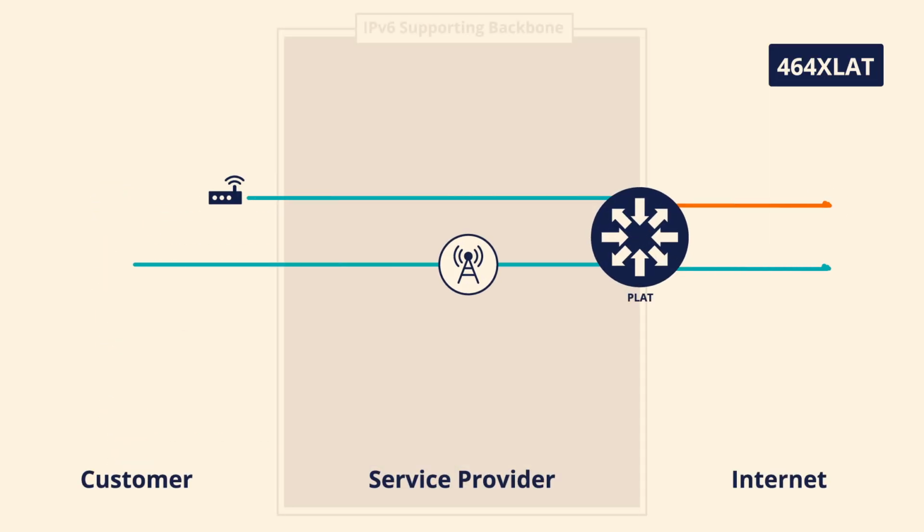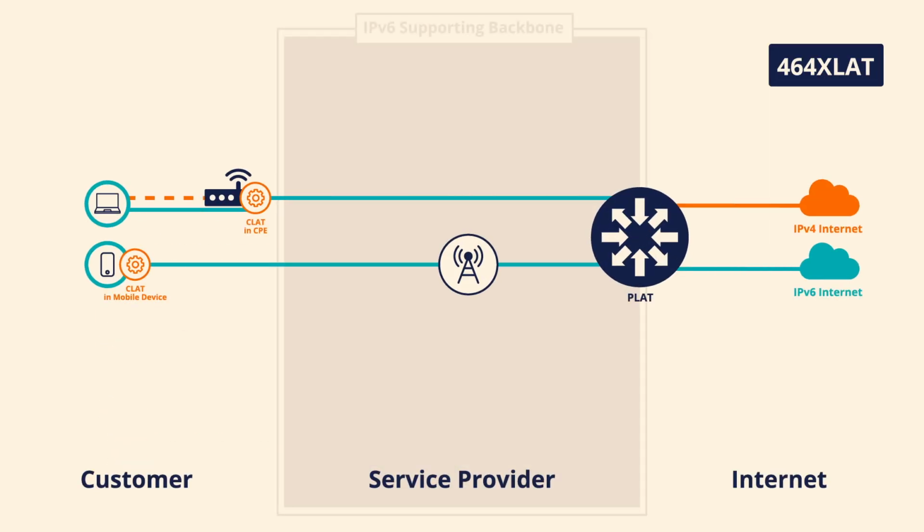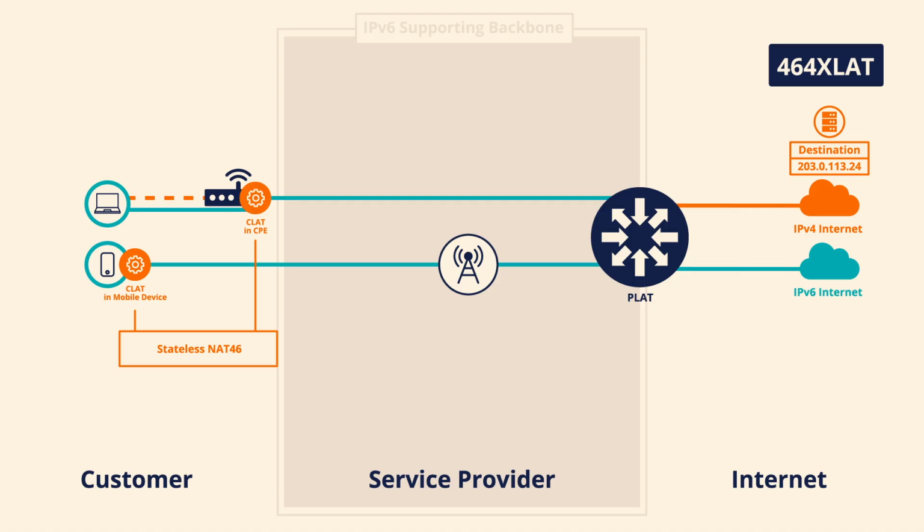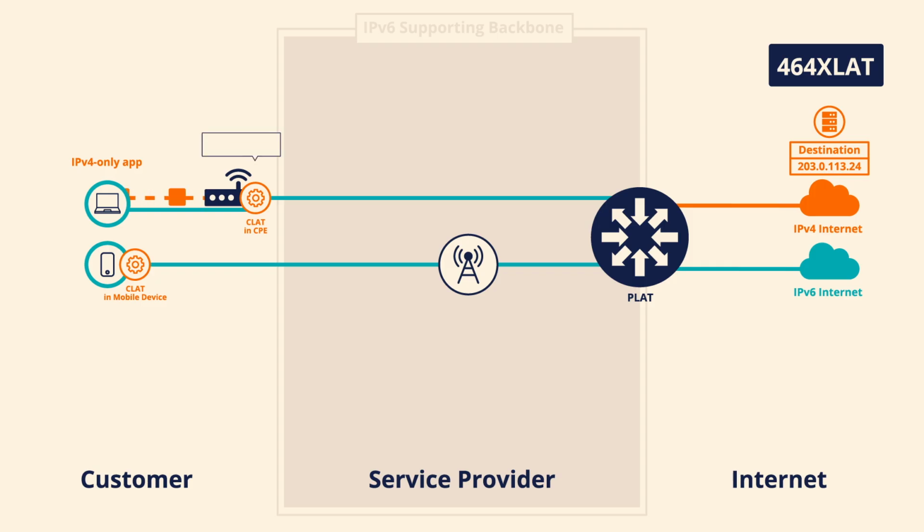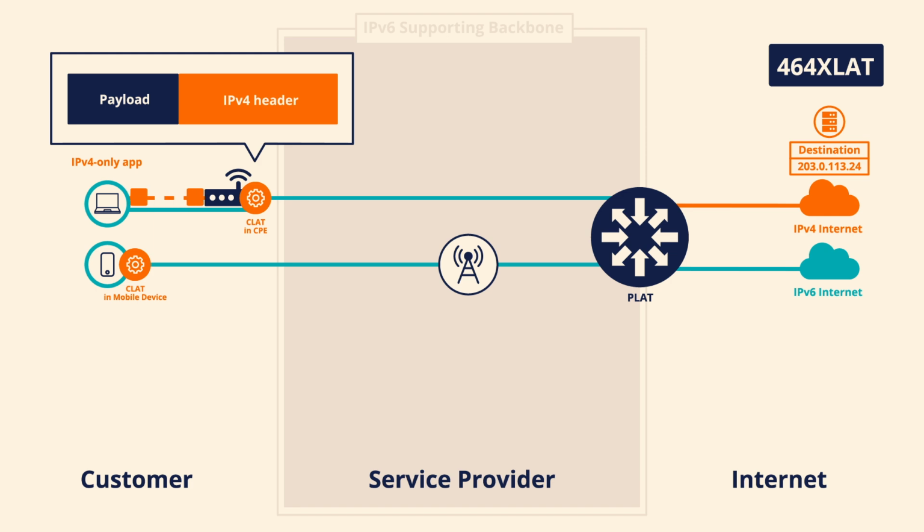Let's examine how 464XLAT works. The CLAT performs stateless NAT46 translation, implemented as a daemon on mobile devices or as firmware on customer routers. When an IPv4-only application sends a packet, the CLAT translates the IPv4 header to IPv6 without any encapsulation.